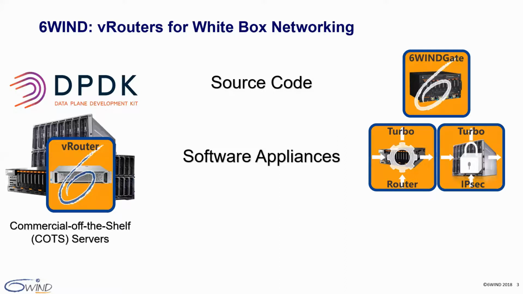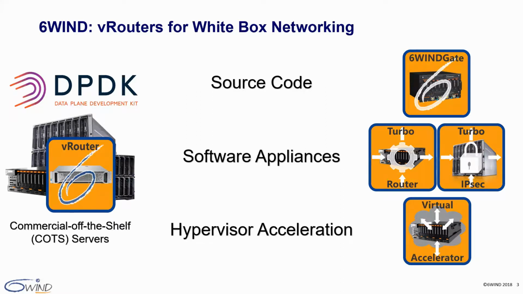The second are software appliances called Turbo Router and Turbo IPsec. These vRouters are ready-to-run appliances for customers who build and operate networks. And the third is virtual infrastructure software for hypervisor networking. These vRouters boost virtual networking and switching performance inside NFV platforms, such as Nuage Networks AVRS and Contrail's SIM-Cloud. Our software runs on market-leading processors that leverage DPDK for performance, including x86 and ARM.